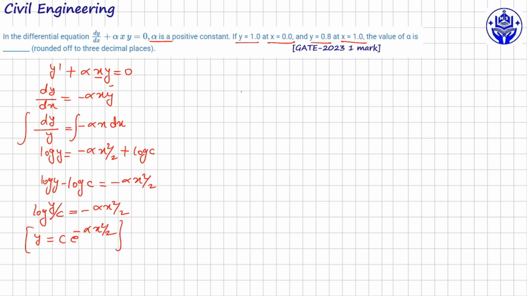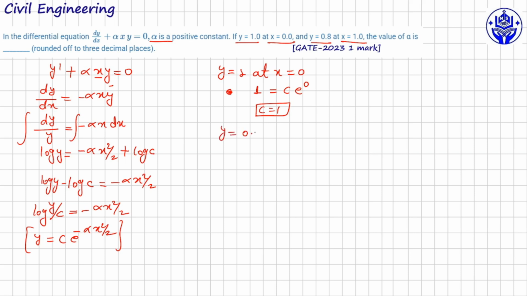See one thing, from here what can I do? If y is equal to 1 at x is equal to 0, and I put in my x, it will be 1. So 1 is equal to c e to the power of 0. Then my c is equal to 1. If my c is equal to 1, then what can I do next?